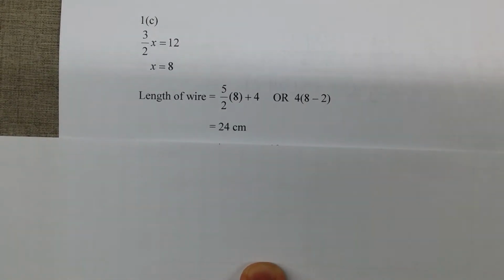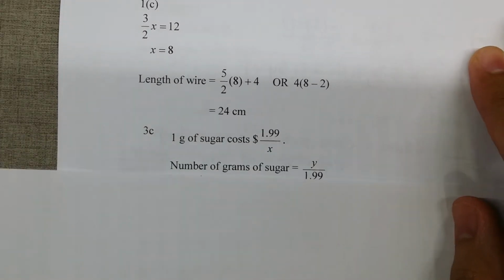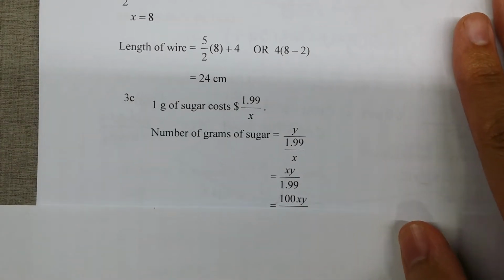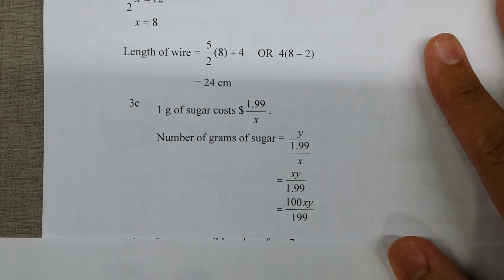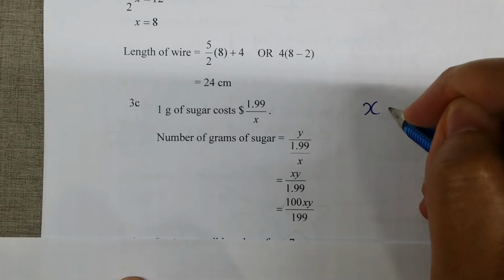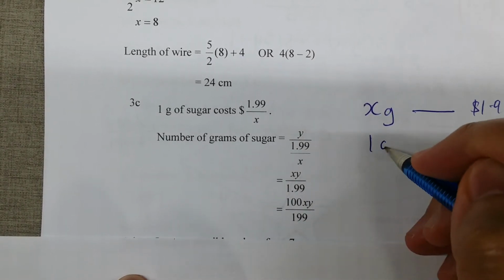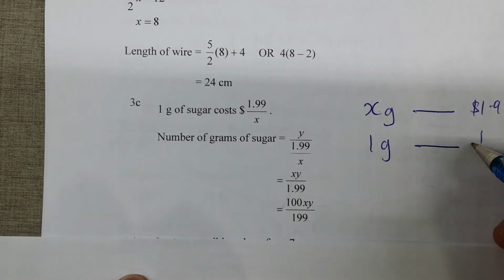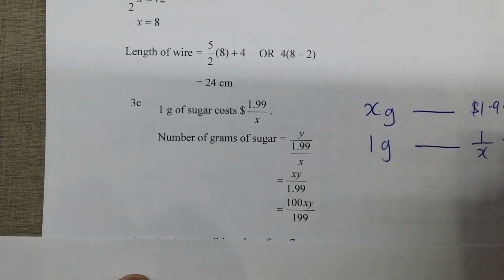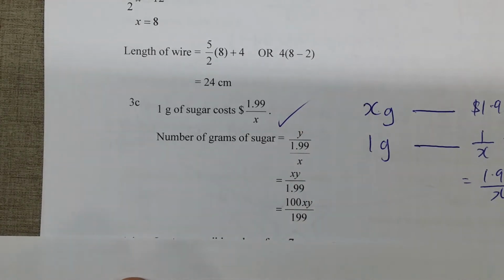Now look at 3C. Look at the question now, your own question paper. They say x gram of sugar costs 1.99. x gram costs 1.99. So simple lah. 1 gram is 1 over x times 1.99, 1.99 over x. Okay, you got this, huh?